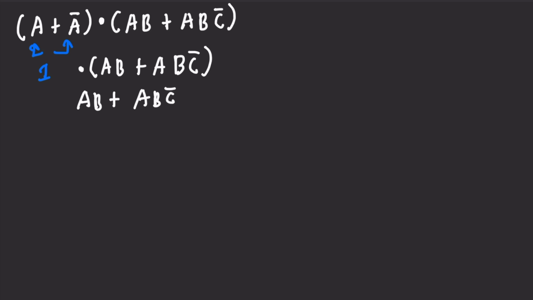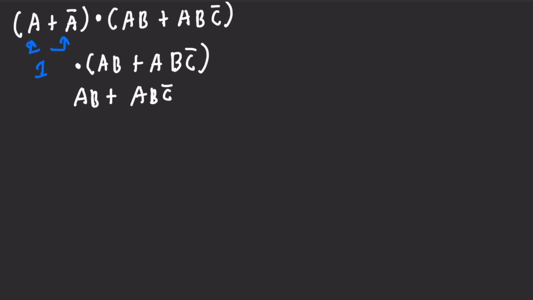Okay, and then we're going to go ahead and use that rule. And we know that AB has ABC naught inside of it already. So we're just going to go ahead and remove this term, and we'll have our final answer as AB.